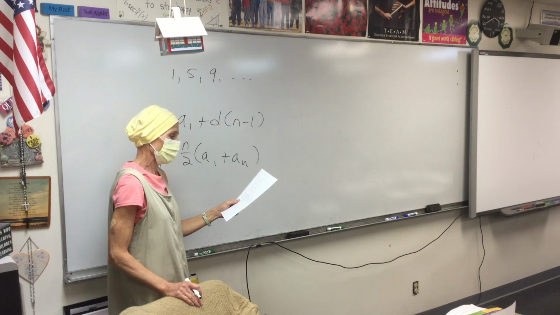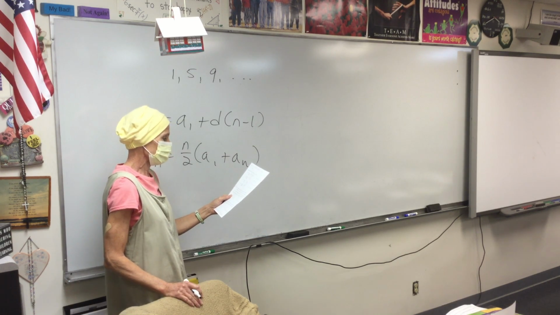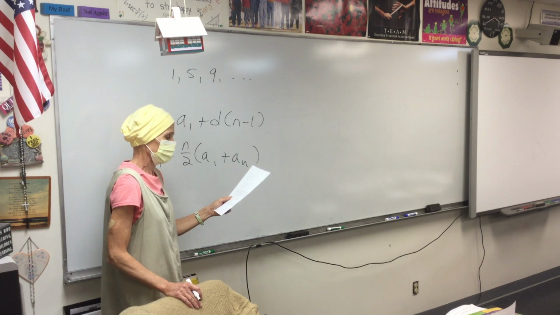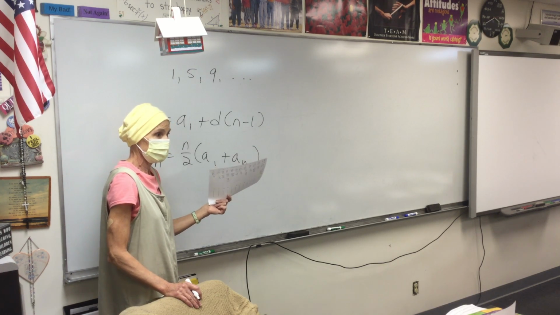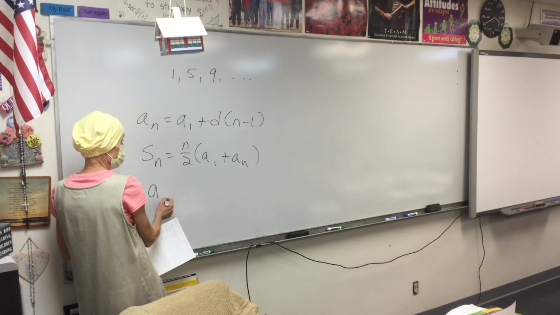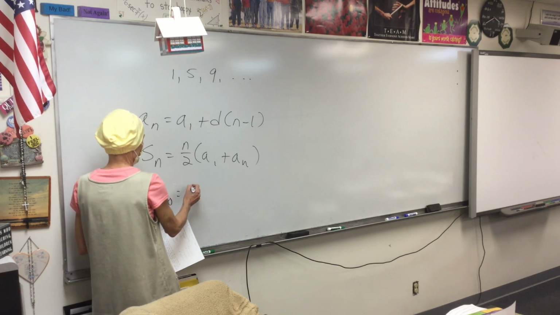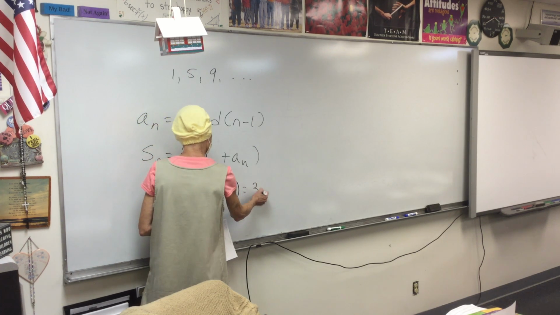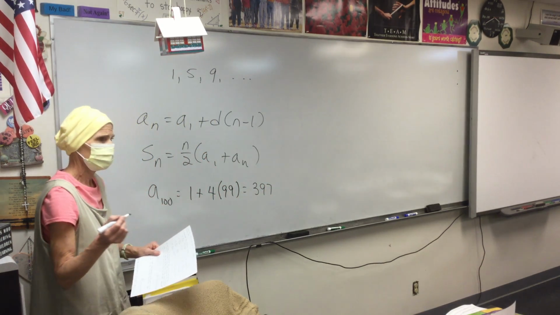Boy, that's not a very well worded question. I will do better next time. If this pattern continues, how many songs will he sing, let me say, on the 100th trip? So on the 100th trip would be this one. That would be A sub 100 equals 1 plus 4 times 99. So 397, if my arithmetic is right.